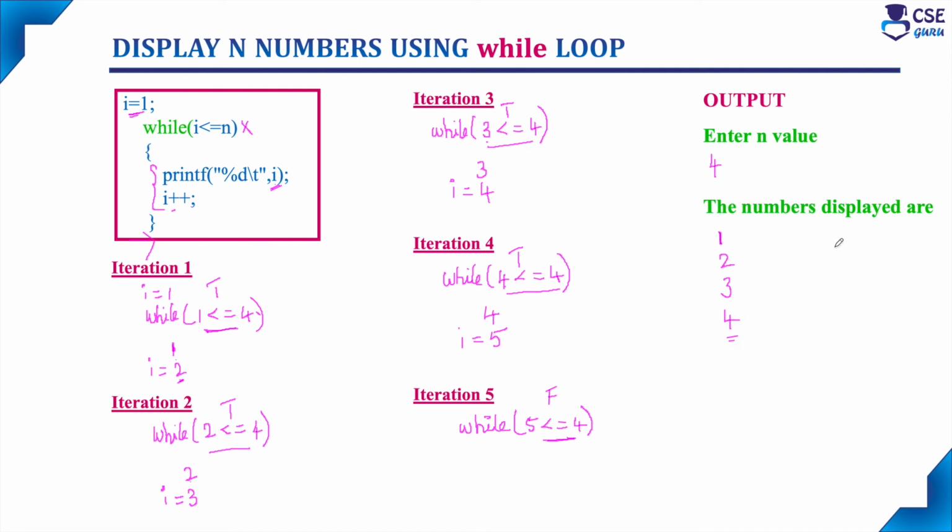So now we have entered the n value as 4 and displayed the numbers 1, 2, 3 up to 4. So this is a program using a while loop to display n numbers. Here we can enter any value for n, and according to that n value, the iterations may vary. So this is the logic of this while loop.